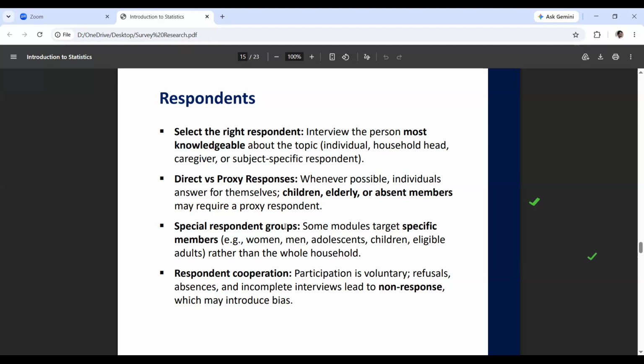Sometimes you also want to get some information about children, they cannot participate, so mothers report on behalf of them, or you want to get information about elderly who are bedridden, ill and not able to respond, so they need some proxy.